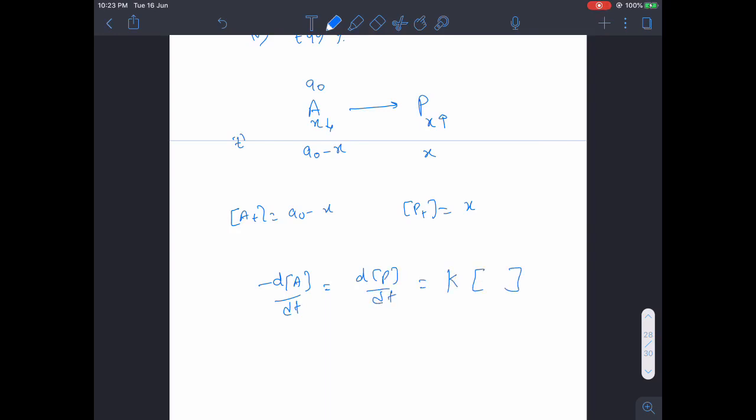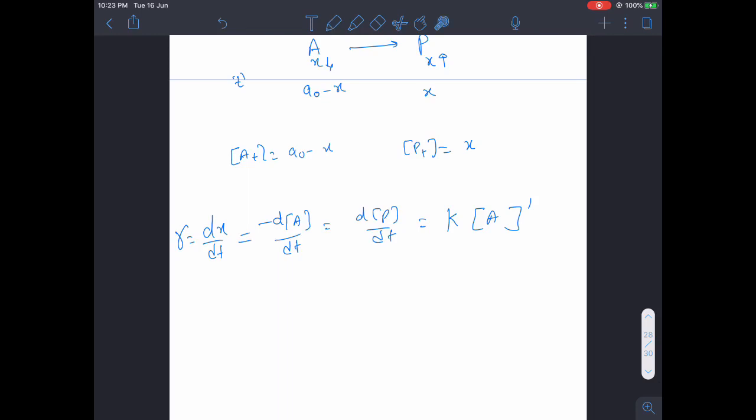What is the order of this reaction? I assumed it to be 1, and this is equal to the rate of reaction, which is nothing but dx by dt. Now, you can start from any one of these, but I prefer taking dx by dt with K A. So, I would like to take dx by dt is equal to K into A. What is A at time t? So, A0 minus x.